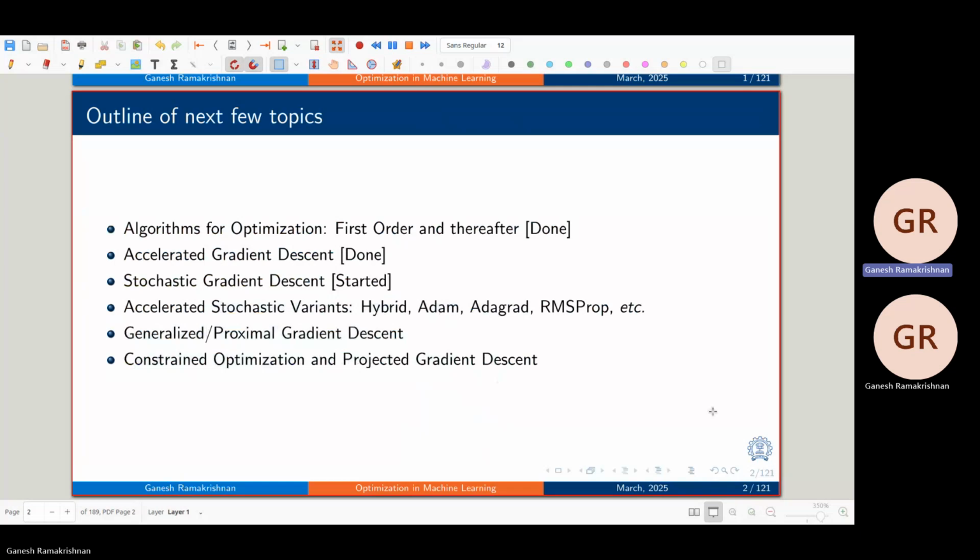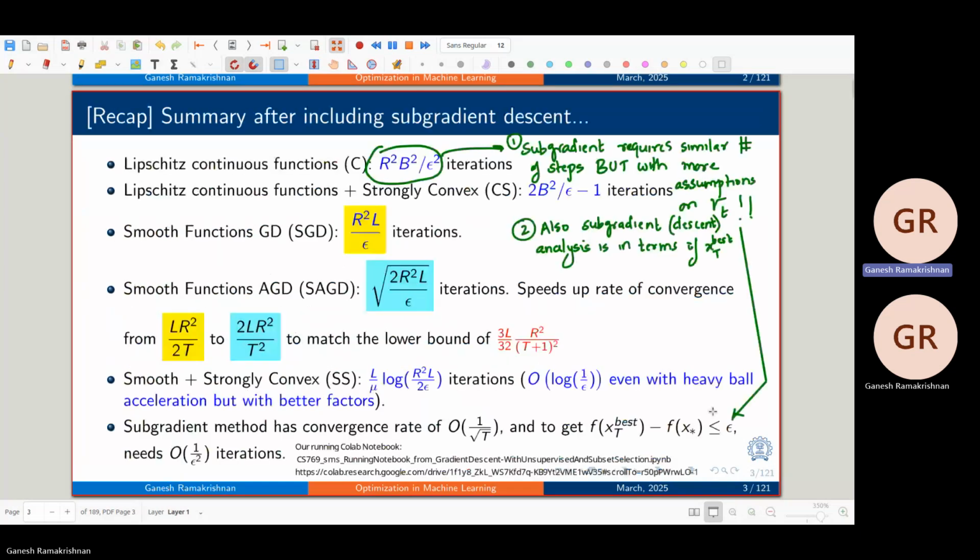So, summary: we looked at the convergence of subgradient descent vis-a-vis gradient descent, right? And we compared. So if you look at the Lipschitz continuous functions case with gradient descent, you got R square B square by epsilon square. And if you look at the subgradient method, we get order 1 upon epsilon square again. Okay. So that was reassuring.